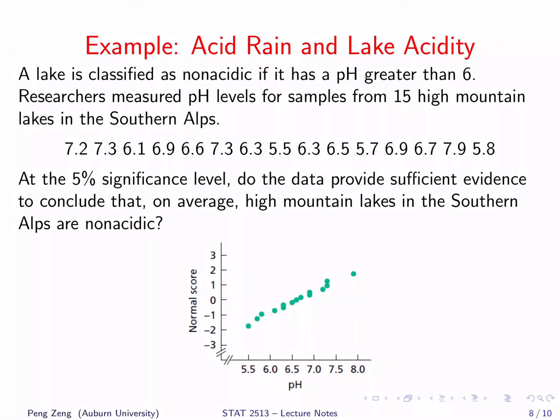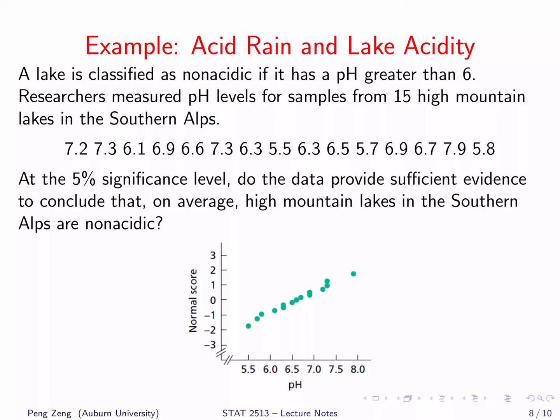Let's check one example. A lake is classified as non-acidic if it has a pH greater than 6. Researchers measured pH levels for samples from 15 high mountain lakes in the Southern Alps. At the 5% significance level, do the data provide sufficient evidence to conclude that on average, high mountain lakes in the Southern Alps are non-acidic?